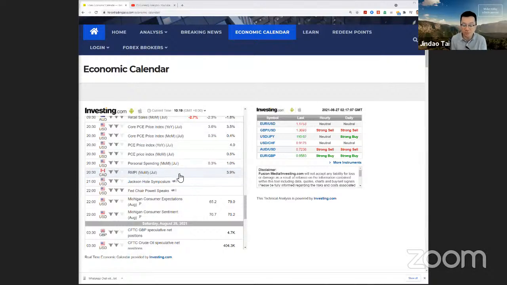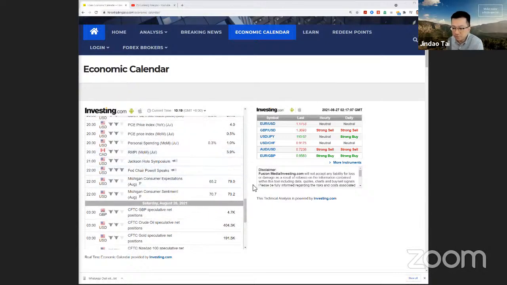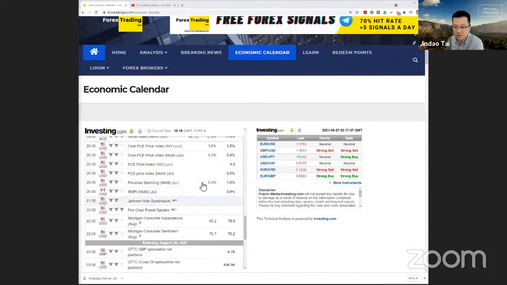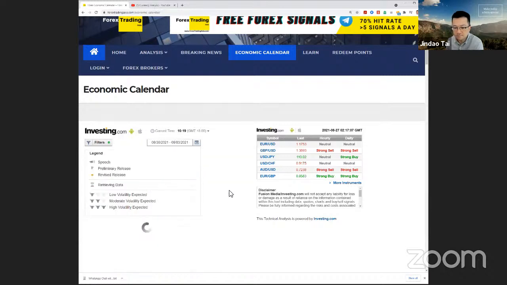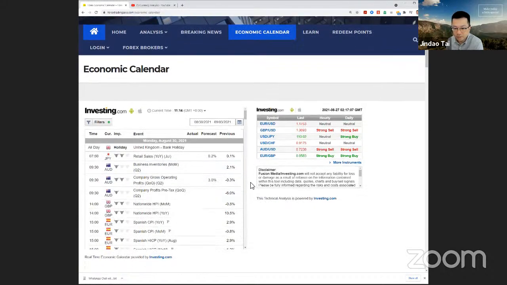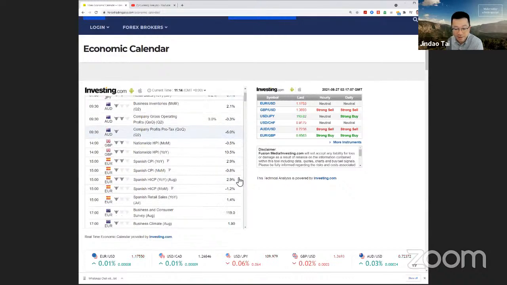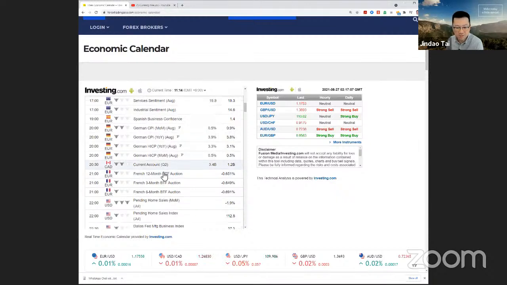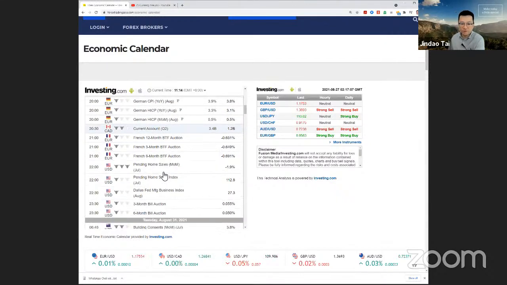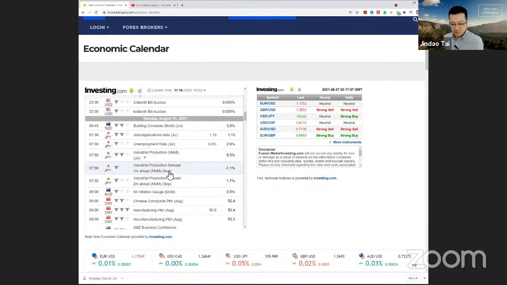I've already shared with you as well what are the variety of news that I pay attention to. Following on from that, what else could happen on the CAD front? Let's look into the news next week. Right, on Monday, just focusing on the CAD for now, we do have current account that's not going to move prices in the short to medium term, so we're not too concerned about that.